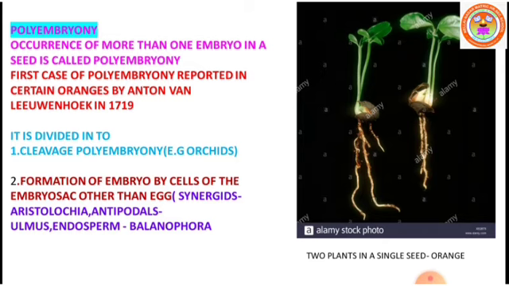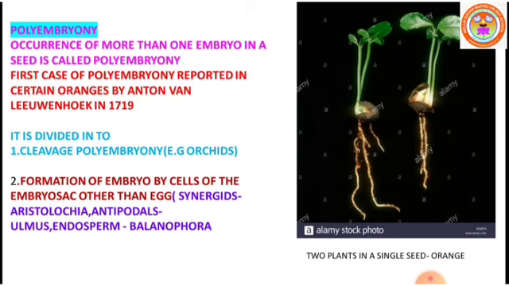Second one, formation of embryo by cells of embryo sac other than the egg. Very simply you can understand. Other than the egg in the embryo sac, what are they? Synergids are there. Antipodal cells are there, not endosperm. Synergids and the antipodal cells from which the embryo is developed. Hence it is called polyembryony, because it is not developed from the egg.